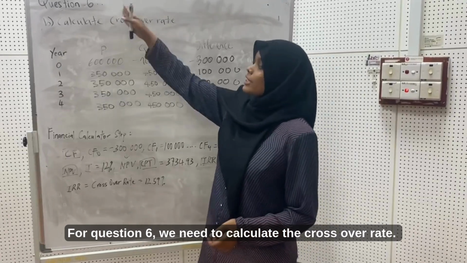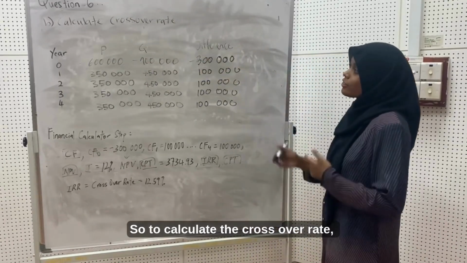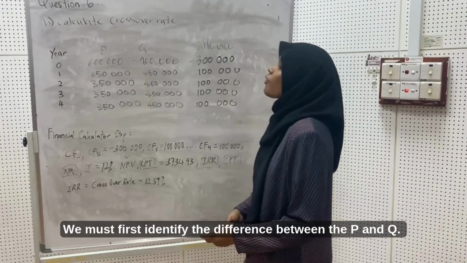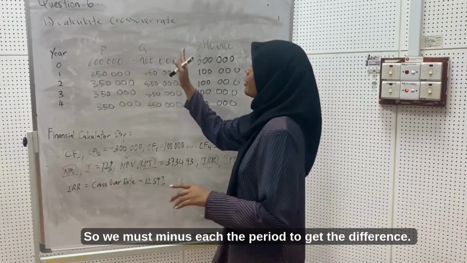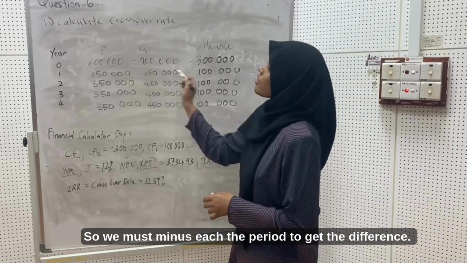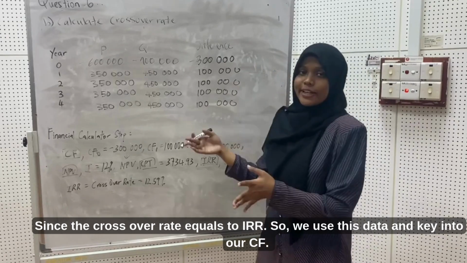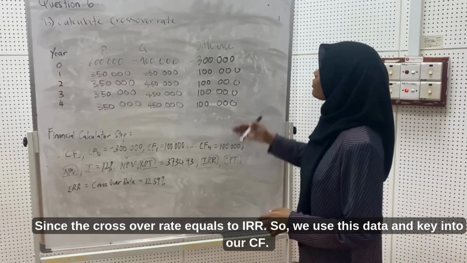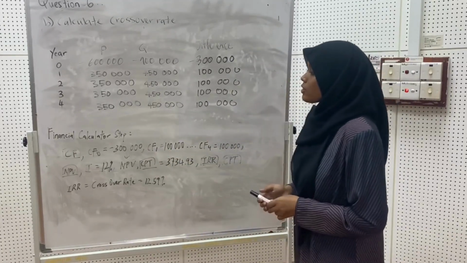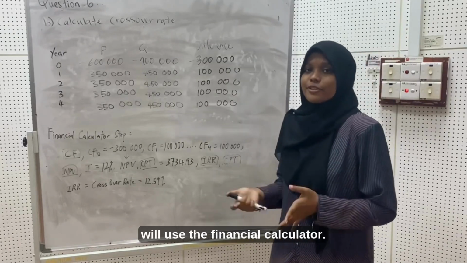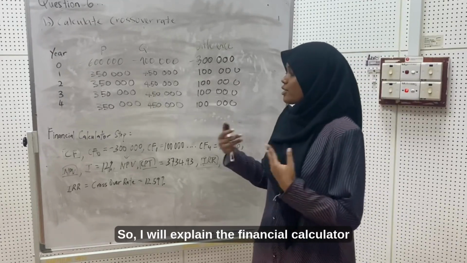For question 6b, we need to calculate the crossover rate. To calculate the crossover rate, we must first identify the difference between P and Q, so we subtract each period to get the difference. Since the crossover rate equals the IRR of the differences, we use this data and key it into our CF. For the crossover rate, we also use the financial calculator, so I will explain the steps.